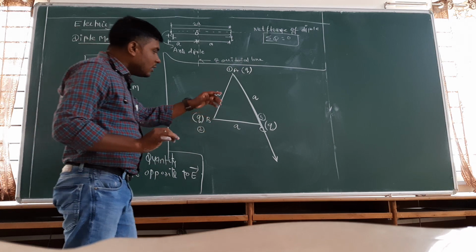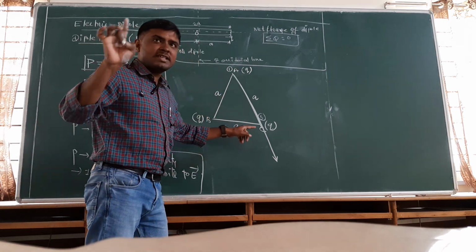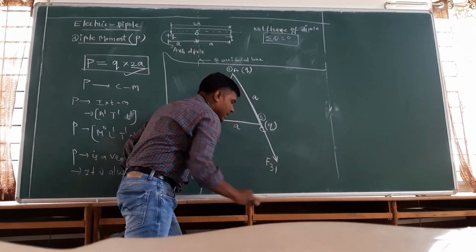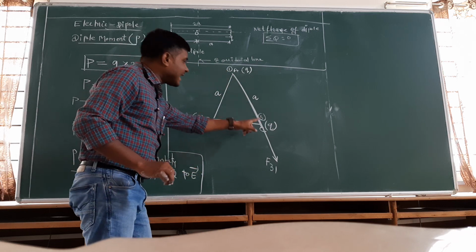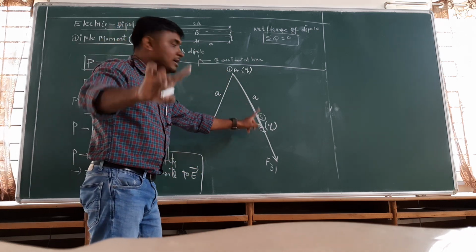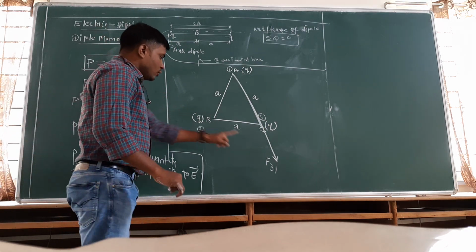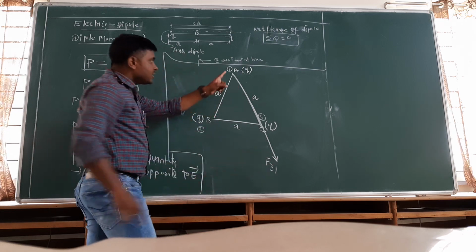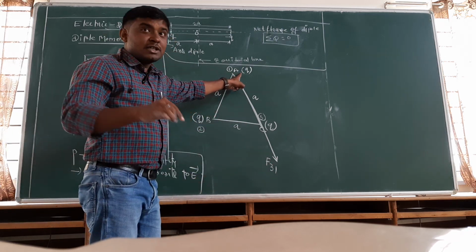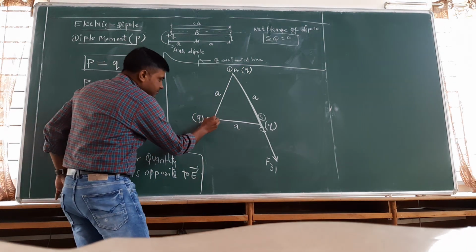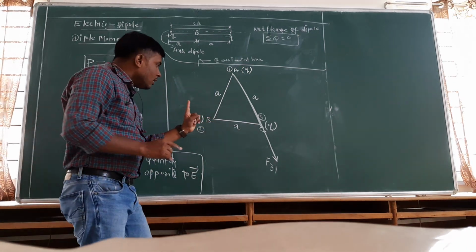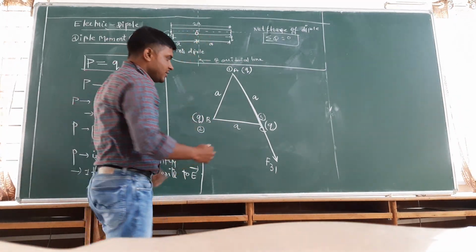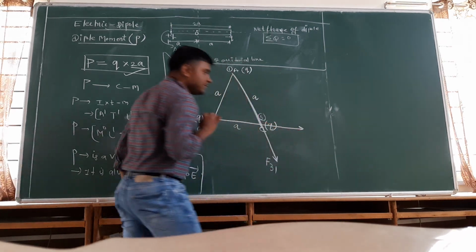Now see, the electric field which will act at point C because of 1 will be F31. What does it mean? The force acting on 3 because of 1. That is F31, force on 3 because of 1. Why is it going away? Because it is a positive charge. As it is a positive charge, it will go away. Now the second charge will again create its own field, and that will again go away from it.